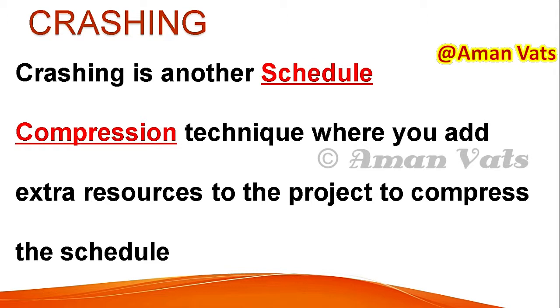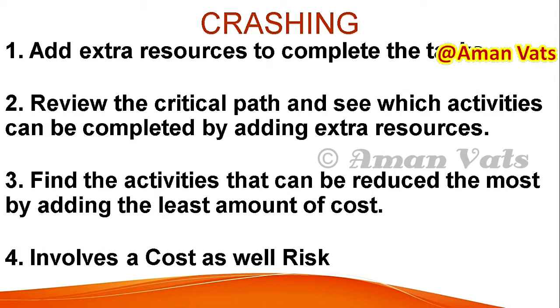Please understand, in crashing, we are adding extra resources to reduce the activity duration. In fast tracking, we are advancing the activity through parallel run. We are trying to run that activity in parallel to another activity. There we are not reducing the duration of the activity. So you need to make a selection. If you can really reduce the duration of the activity by applying extra resources, you can use crashing as schedule compression. Else you can use fast tracking. This is a very important point you should remember.